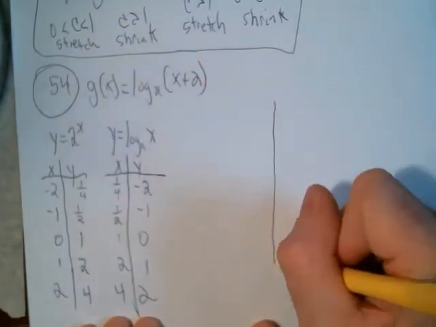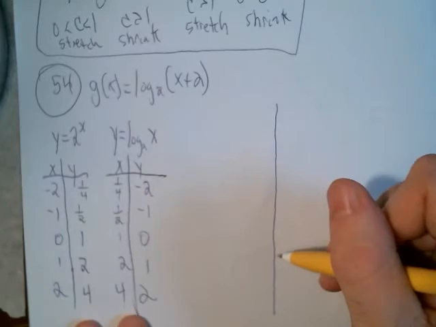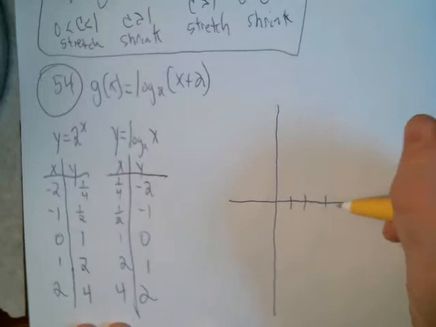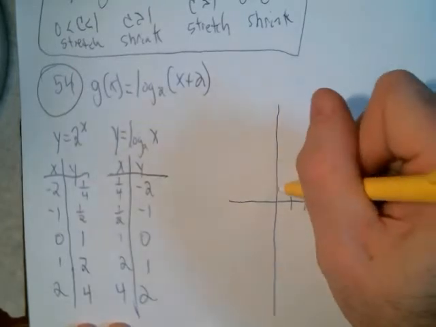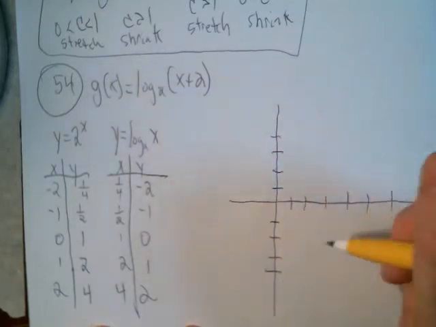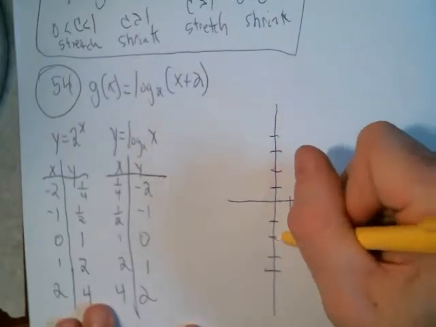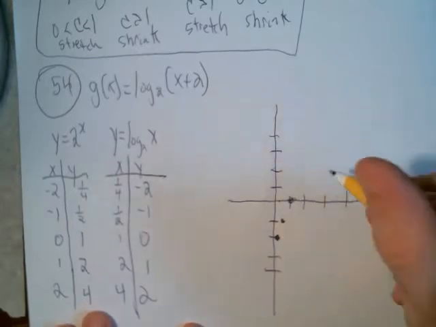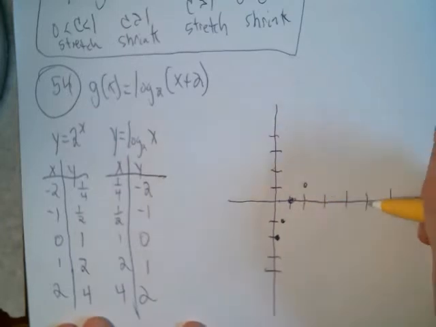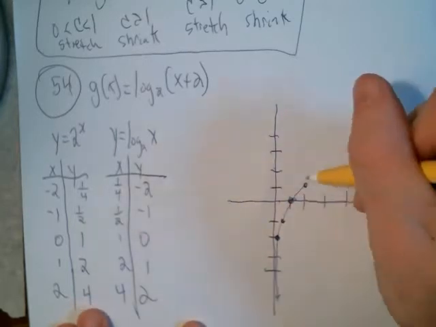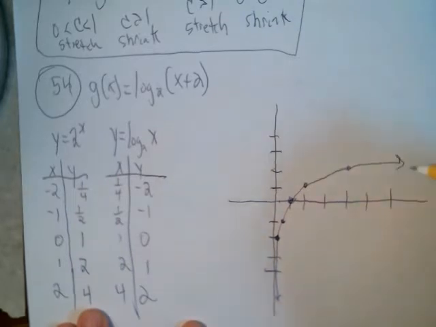Okay, so let's go ahead and try it now. Plotting the points: 1/4, negative 2; 1/2, negative 1; 1, 0; 2, 1; and then 4, 2. Okay, so our original graph is there.